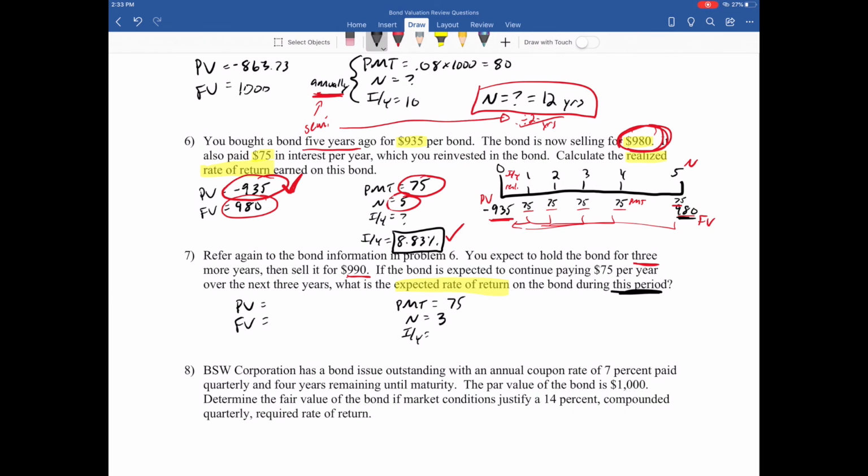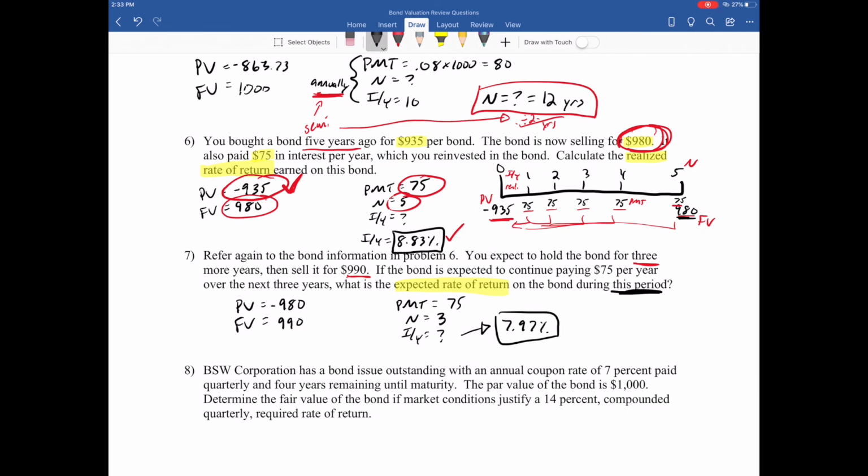The present value is the price today. From problem 6, the price today is $980. I'm going to list that as a negative value. 3 years from now, the future value that I would receive is the $990. So once again, it's not the par value. I'm selling it for whatever the market price is at that time. And then here we are solving for the IY. When I solve for the IY, I get a value of 7.97%.